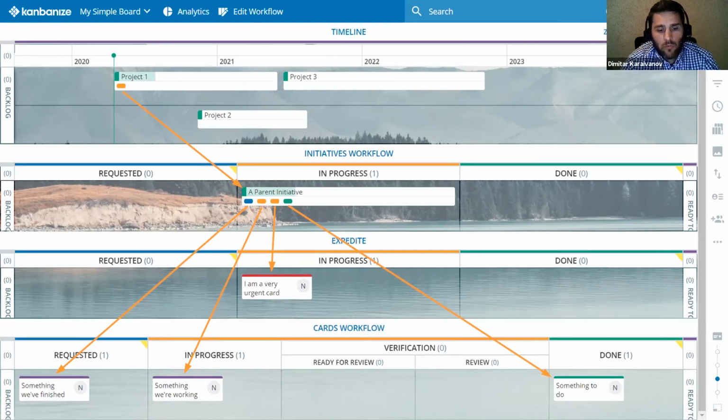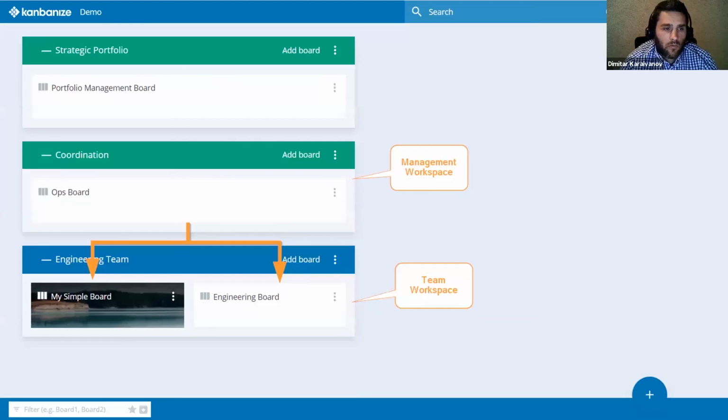But what if we want to scale that even higher and then go to 2 boards and 3 boards and 5 boards and the whole company? Well, that's where we introduce the management workspace idea. So we have 2 types of workspaces in Kanbanize: a team workspace, that's what I've been showing you so far, and management workspace. When you introduce a management workspace, you connect it to team boards, or as we will see a bit later, other management workspaces.